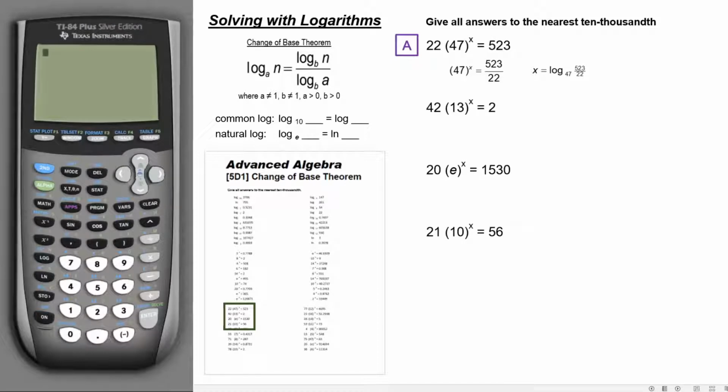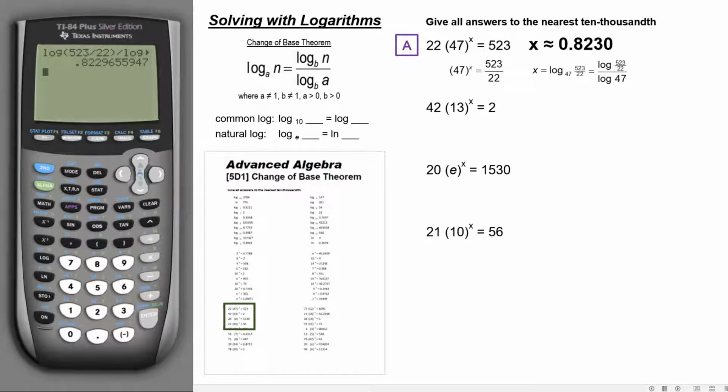If you're going to type it into your calculator and you want to use, let's say, the common log, you write log of 523 over 22 and divide that by the log of 47. The way I might do it on the calculator would be log, parentheses, 523 divided by 22, close the parentheses, then we'll hit divide, and then we'll hit log of 47. Now I'll hit enter, and you'll come up with an answer that is approximately 0.8230 when we round at the fourth decimal place.